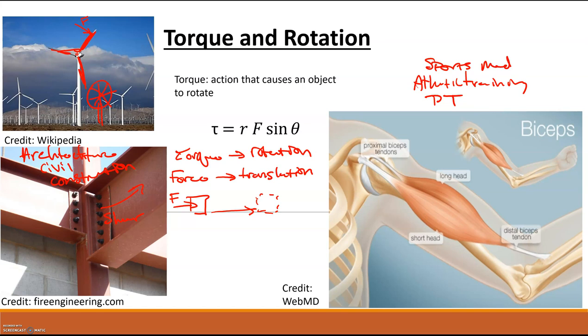So if you're moving your arm, you're rotating about your elbow. So say I'm bringing my forearm up this way. You're rotating this forearm about this elbow point. So whenever we're dealing with rotation, we're always going to be talking about rotation about a point.